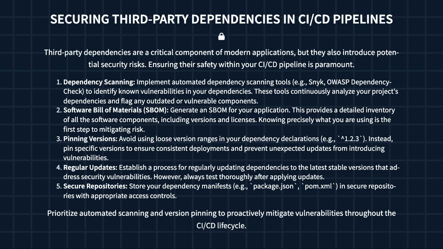Then, we avoid vague version ranges like greater than or equal to, and instead pin specific versions for stability and to prevent unexpected updates from introducing new risks. Regularly updating those dependencies is crucial, but always test thoroughly afterward. And finally, keep your dependency manifest, things like package.json, stored securely with limited access.